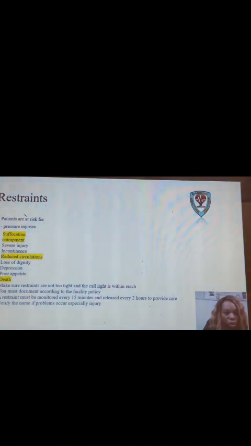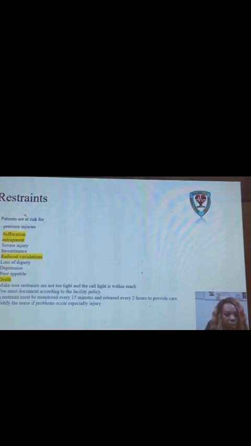Make sure the restraints on the residents are not too tight. You should be able to slip your fingers in between the restraints in order to assure that the restraint is not too tight. And you want to make sure that the call light is within reach. You want to document according to the facility policy.